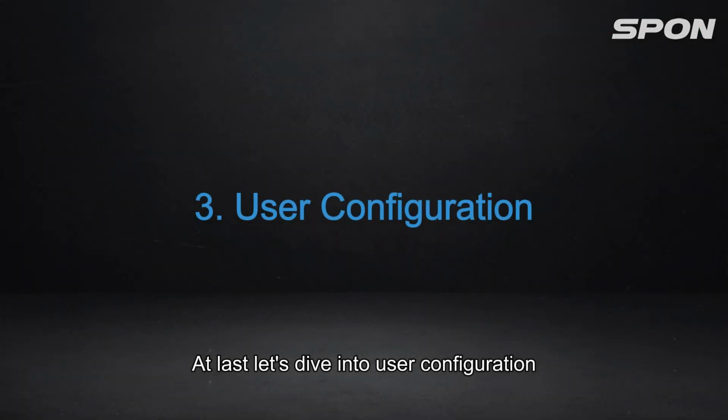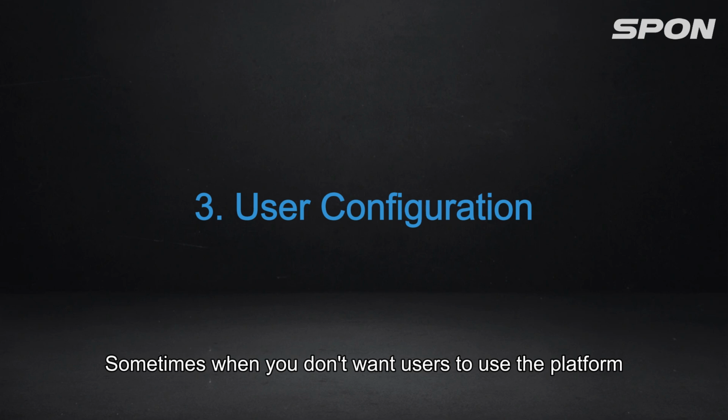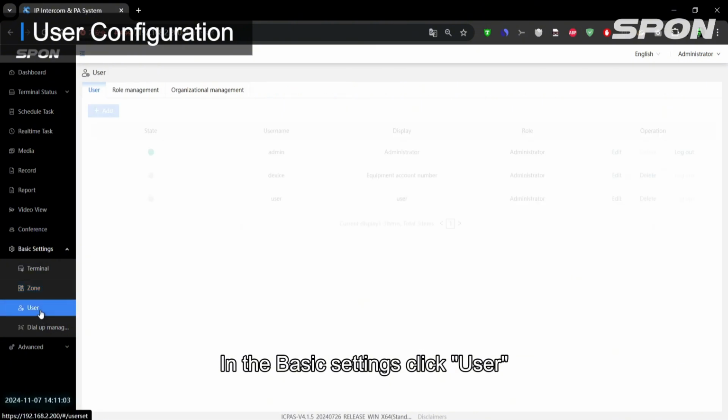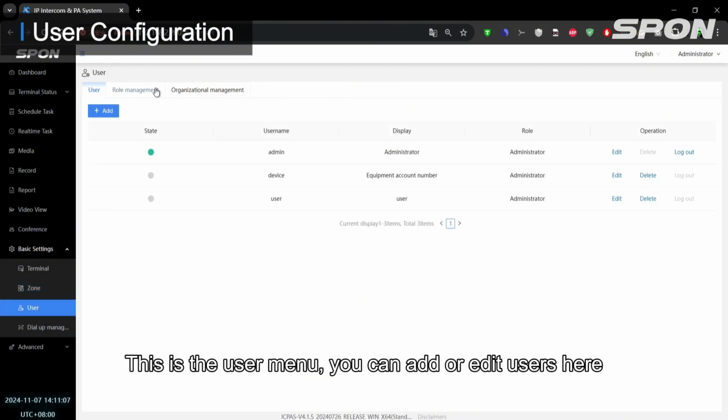At last, let's dive into user configuration. Sometimes when you don't want users to use the platform with an administrator account, you need to create a new account and assign the privilege to prevent them from doing unnecessary operations. In the basic setting, click User. This is the user menu. You can add or edit users here.